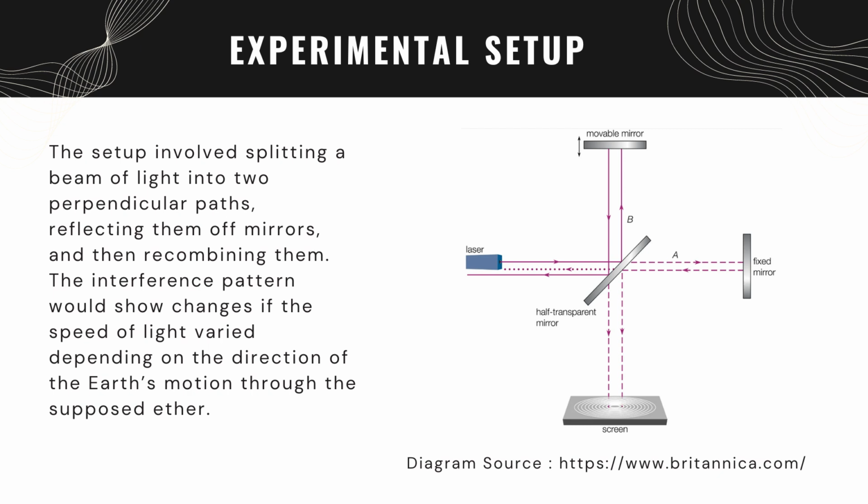Experimental setup. The setup involved splitting a beam of light into two perpendicular paths, reflecting them off mirrors, and then recombining them. The interference pattern would show changes if the speed of light varied depending on the direction of the Earth's motion through the supposed ether.